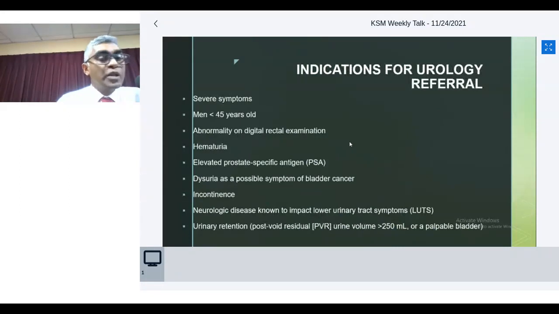So we should refer, because this is a diagnosis made by excluding a lot of other diseases. We should refer when the patient has severe symptoms when they are very young, if the digital rectal examination is unusual, or if they present with hematuria or microscopic hematuria, or if you happen to do a PSA and it is high. Although we are treating this disease for a long time, if they are still having dysuria, we should exclude a malignancy inside the bladder. So these patients should be referred to us for further evaluation and management.